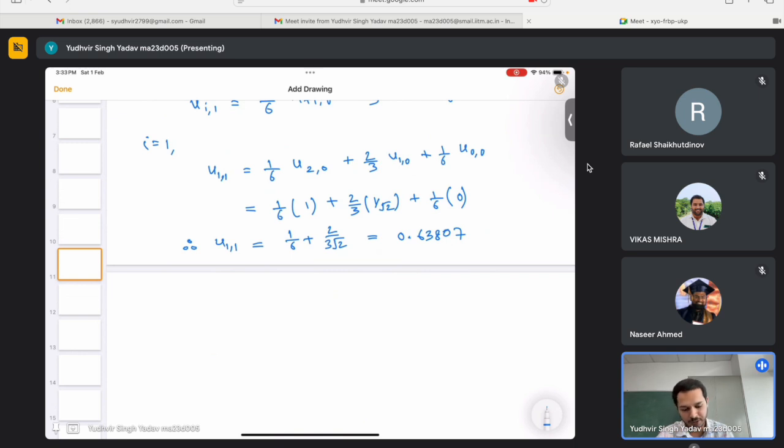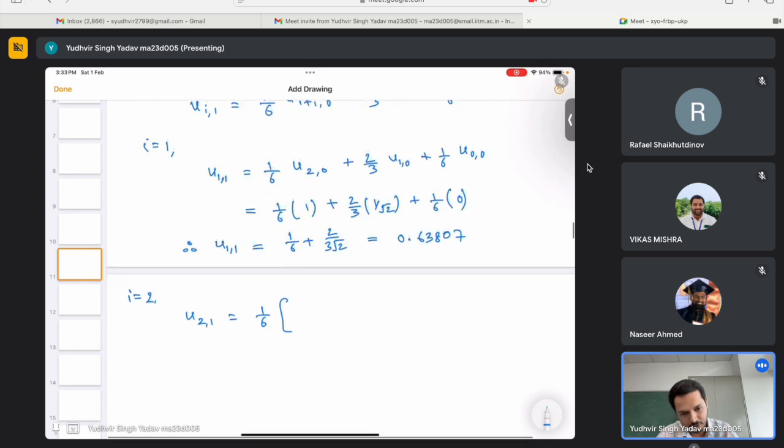In similar fashion, if we put i equals to 2, then we will have u21. So it will be 1 by 6, and substituting all these values, at this step we will also require u30, plus 2 by 3 u2 comma 0 plus 1 by 6 u1 comma 0. So again, we already have these values. So it comes out to be, you can calculate it, or I will write the final answer. So it will be 0.9023689.